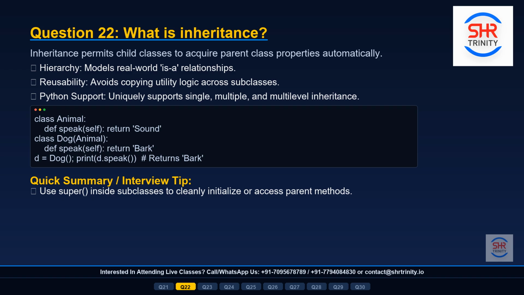In the code on screen, we define a parent class Animal with a speak method that returns the word sound. Then we create a child class Dog that inherits from Animal. Dog overrides the speak method to return bark instead. When we instantiate Dog and call speak, it uses the overridden version and returns bark. Python is uniquely powerful because it supports single inheritance, multiple inheritance where a class inherits from 2 parents, and multilevel inheritance where classes form a chain.